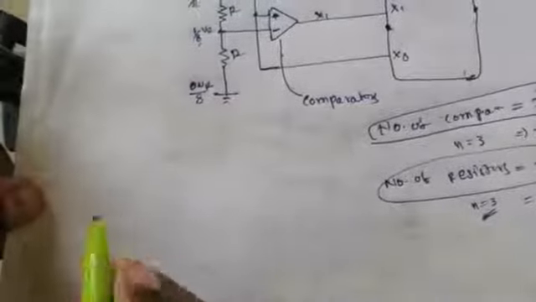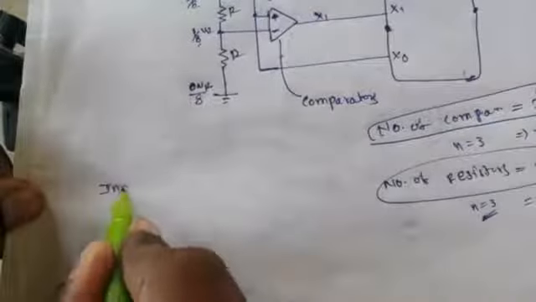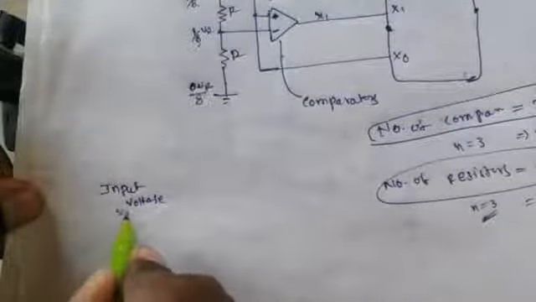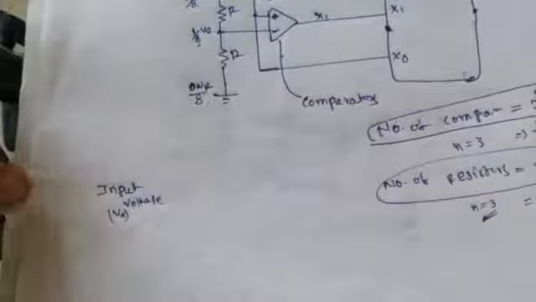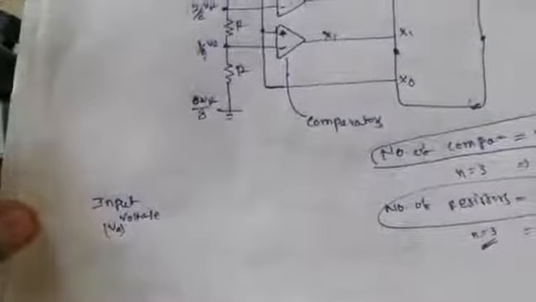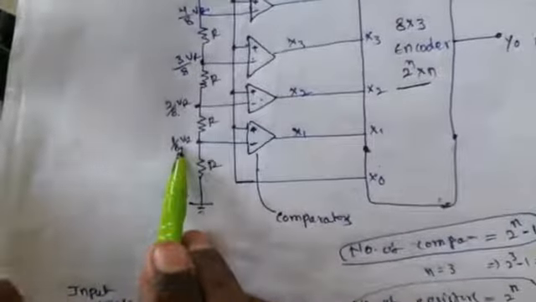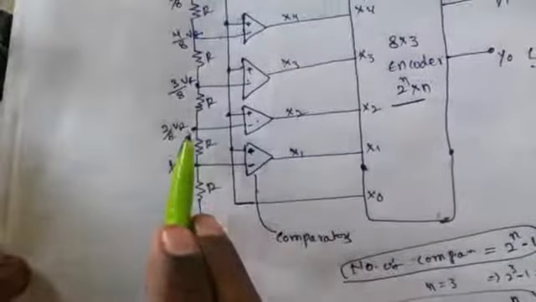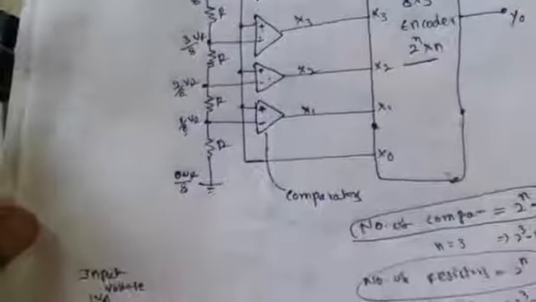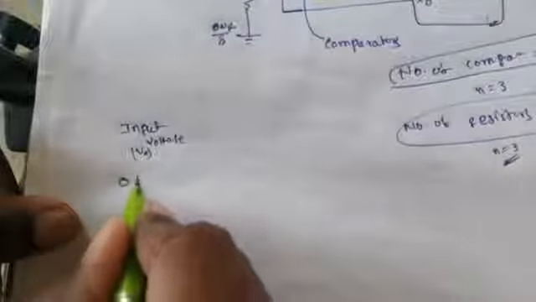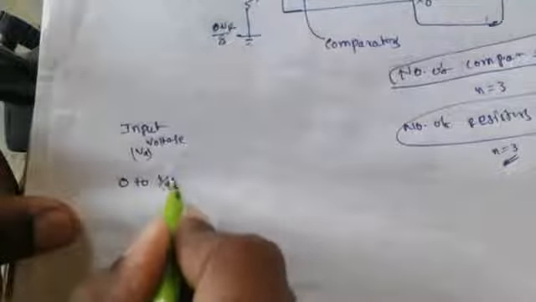For that we can consider the first input voltage, and how the analog input voltage will be present. Analog input voltage will be present in different stages: 0 to 1 by 8 VR, in between 1 by 8 to 2 by 8, and 2 by 8 to 3 by 8. Consider first that the analog input voltage is in the first stage, 0 to 1 by 8 VR.